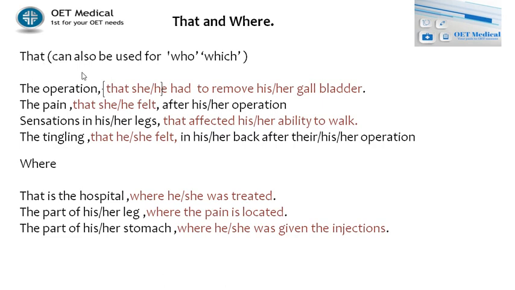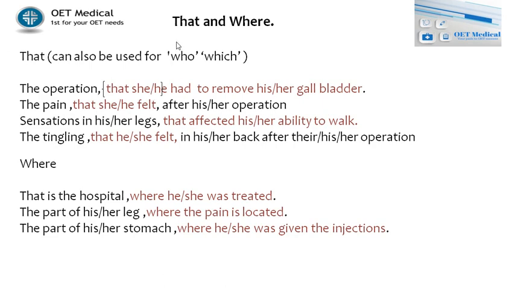Okay, so the operation that he or she had to remove his gallbladder. The pain that he felt after his operation. Sensations in her legs that affected her ability to walk, the tingling that she felt in her back after her operation. So again, these are examples of how you can use that.